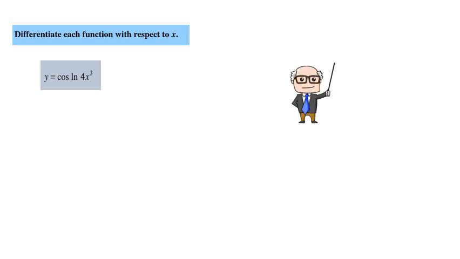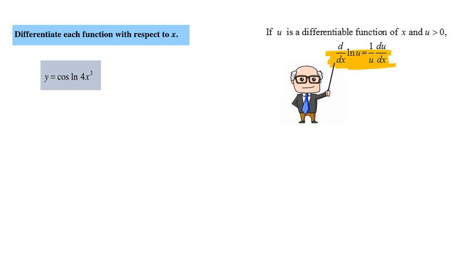Differentiate the given function with respect to x. y is equal to cosine of ln of 4x to the power of 3. Notice that the rule says that if u is differentiable, the derivative of ln u is equal to 1 over u multiplied by the derivative of u. So the derivative of ln of a function is equal to 1 over the function multiplied by the derivative of the function itself.